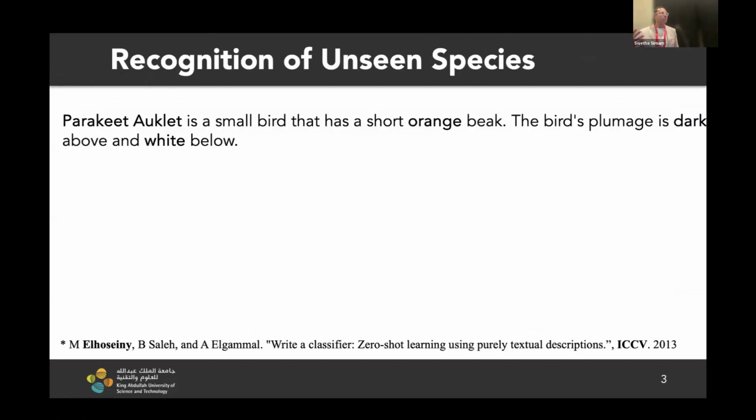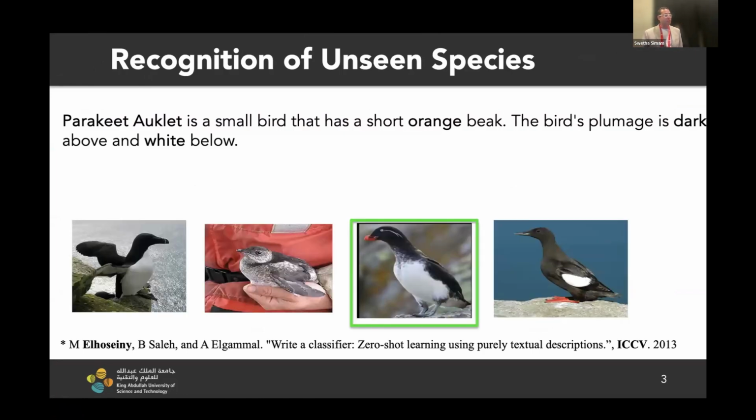My connection to this field of image and language dates back to 2013, where we introduced the problem of recognition of unseen species based on language. Most of us may not know what a parkiroculid is, but if we describe it in language and say that this is a bird that has a short orange beak and the plumage is dark above and white below, it's easy for us to imagine how this bird looks. And it becomes easy for us to identify this specific bird among these different ones.